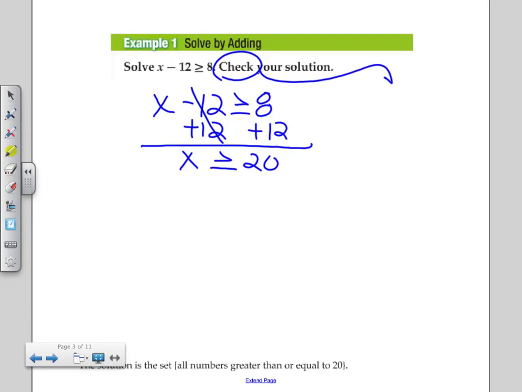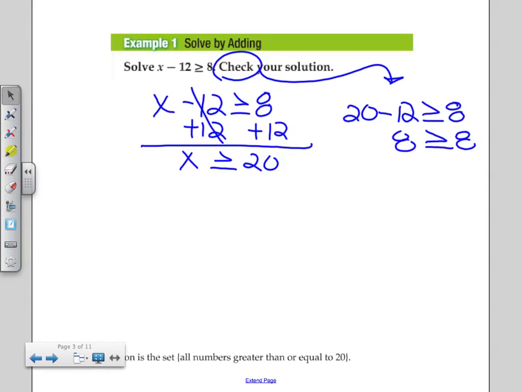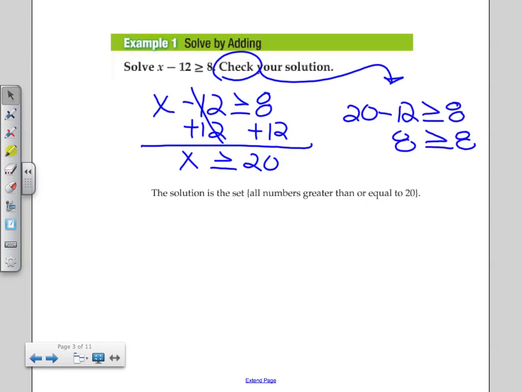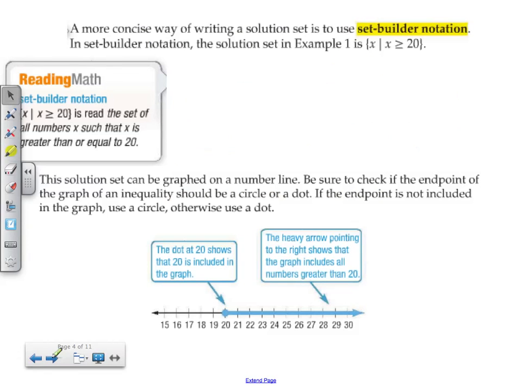We can check our solution. If we want to check our solution, we will substitute 20 in for x. So 20 minus 12, is that greater than or equal to 8? Is 8 greater than or equal to 8? Yes, it is. So the solution set for this is all numbers greater than or equal to 20. So if 21 would work, any numbers greater than 20.